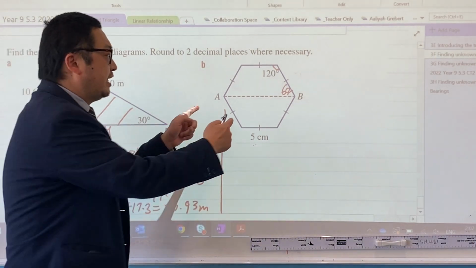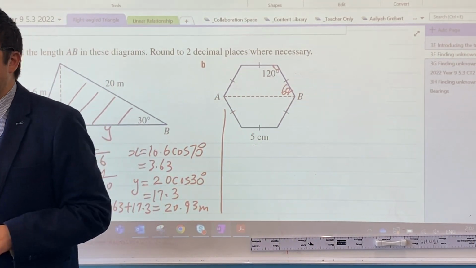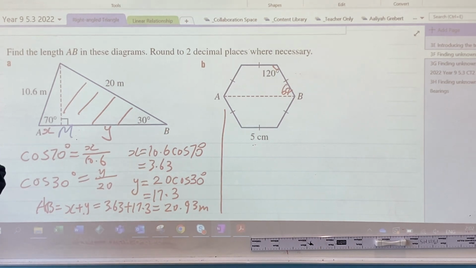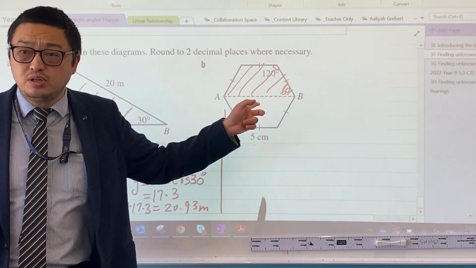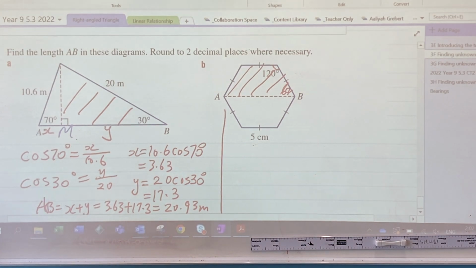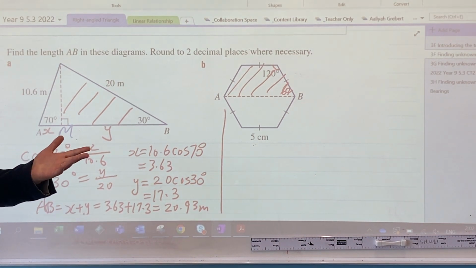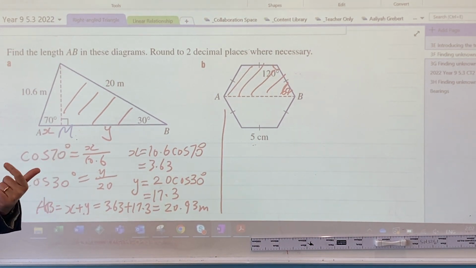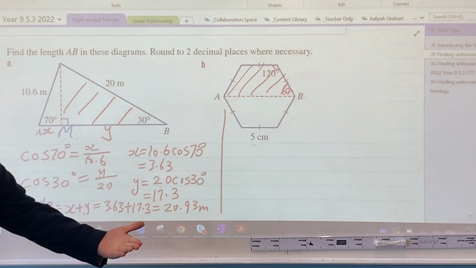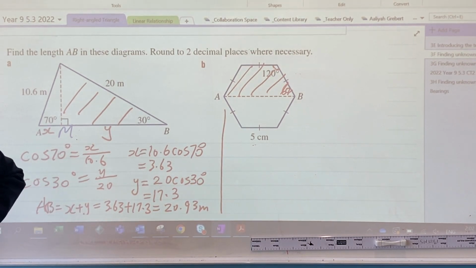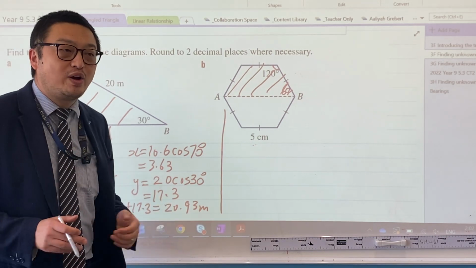The question is, I want to find AB. If I look at the top, AB is part of a trapezium. Do you agree? That's really hard. I can't use trigonometry if it's a trapezium. I can use sine, cos, tan in a right angle triangle. Now, how do I break this down into a right angle triangle?